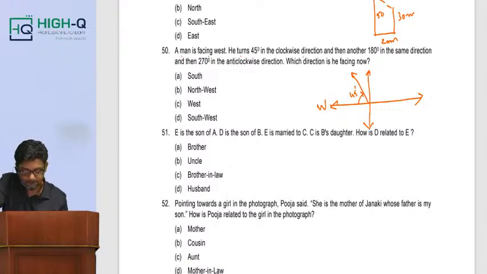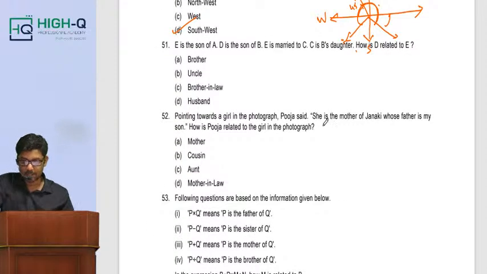Then another 180 degrees. Total 180 degrees. Next step, same direction. Then 270 degrees in the anti-clockwise direction. That is opposite direction he is turning. So 180 plus 90, so another 45. Now, in which direction is he facing now? Southwest direction. Option D. Next one.